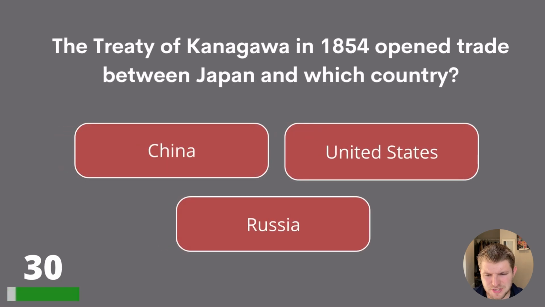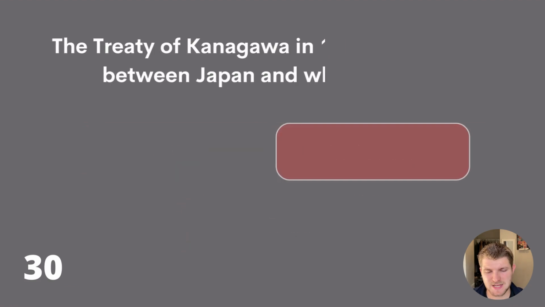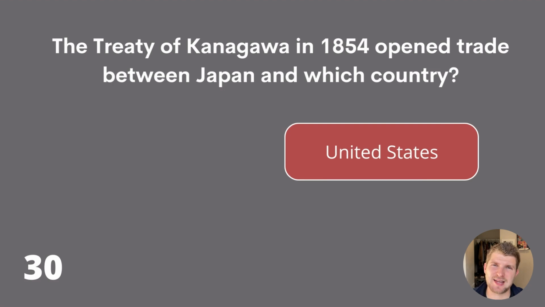30. The Treaty of Kanagawa in 1854 opened trade between Japan and which country? China, United States, or Russia? The Treaty of Kanagawa. The answer is United States.